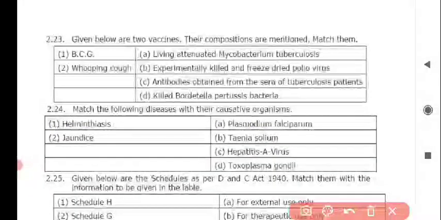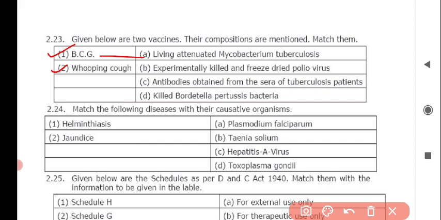So next question is given below are two vaccines, their compositions are mentioned, match them. First one is BCG vaccine. So for this the correct answer is option A, that is Mycobacterium tuberculosis. And for the second option, that is whooping cough, the correct answer is option D, that is killed Bordetella pertussis bacteria.